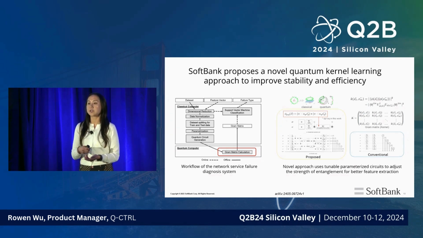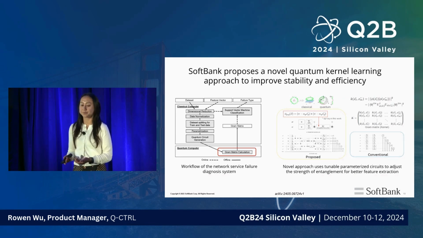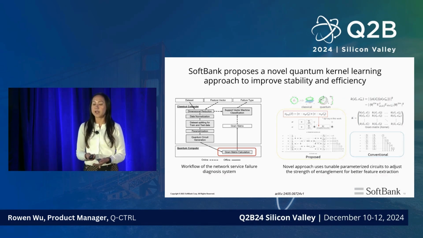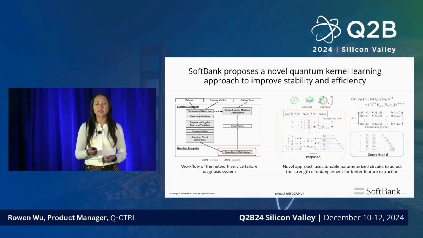It also allows for better accuracy in this case, or better efficiency in other cases, where you can tailor and tune this parameter to make it optimal for your specific use case. And so by being able to tune this parameter alpha within their circuit, they're able to adjust the strength of the quantum entanglement to increase the accuracy of the classification.